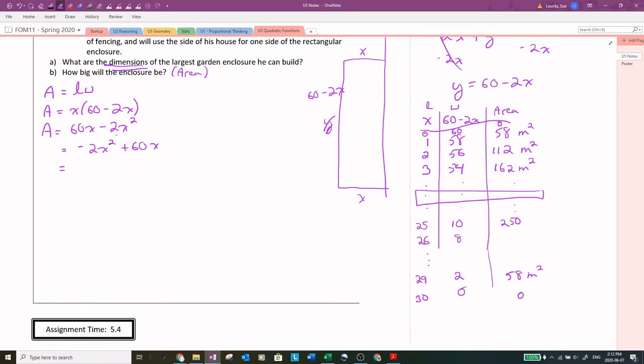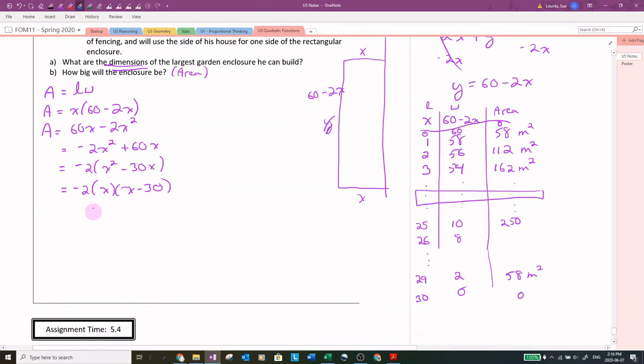And there is a way to get to vertex form from this, but it's not part of this course. The math is involved, and so it's not part of this course. But we can change this into factored form, because we can write this as negative 2 times x squared minus 30x. Okay, so this is negative 2 times x minus 30.